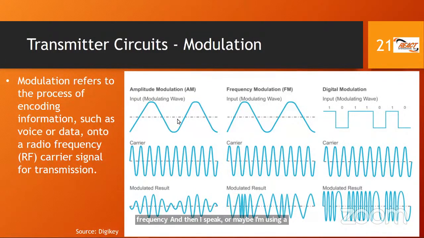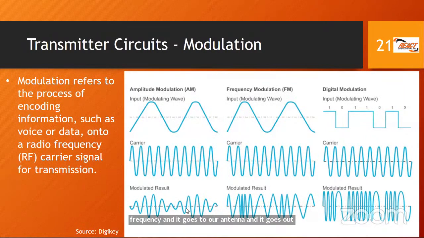But I speak, and that's my voice. And I superimpose my voice, which is the modulating wave, onto the carrier wave, and then we end up with this. So we are modulating the carrier, and we end up with this frequency, and it goes to our antenna, and it goes out into the air, and someone else receives it.